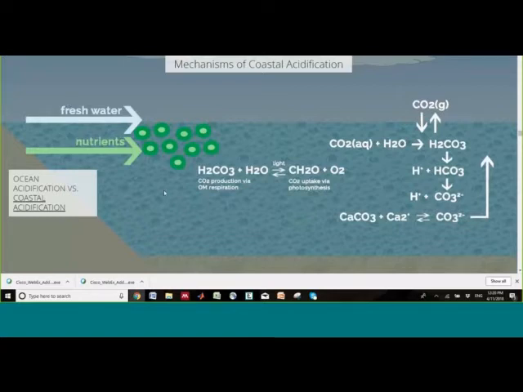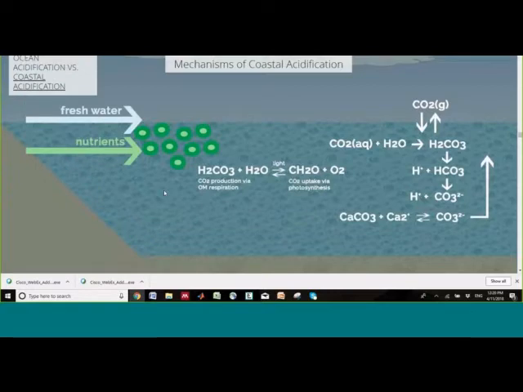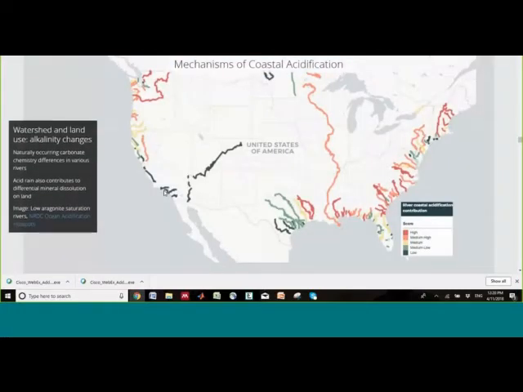So again, that's kind of why we try to distinguish between coastal and ocean, because the mechanistic drivers seem to have different proportion of influence over the overall chemistry. So as I mentioned, rivers are more important on the East Coast, and you can clearly see why.